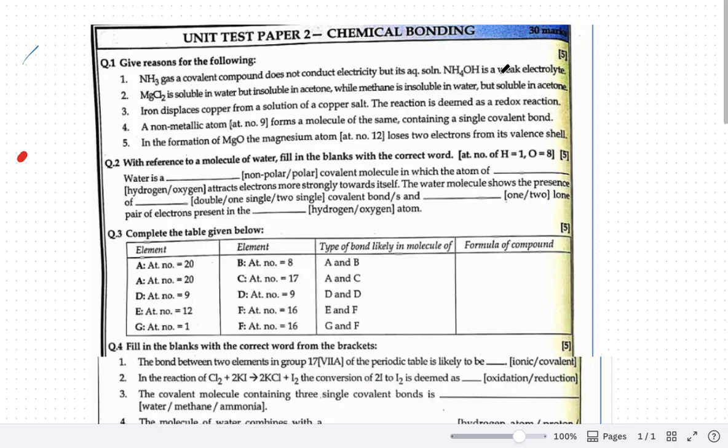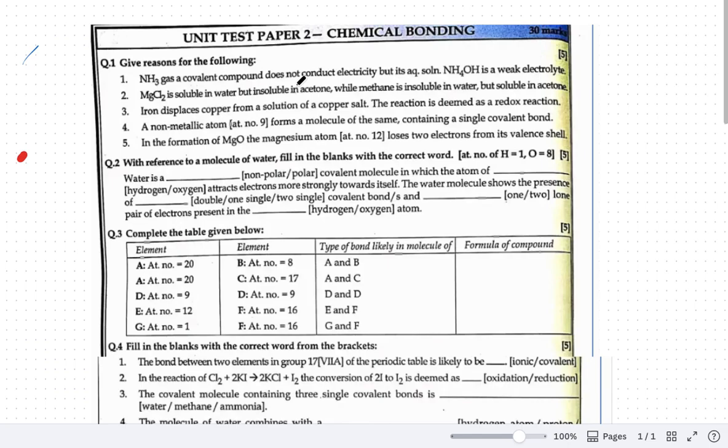Now ammonia is a covalent compound and that is the reason it will not have ions. It is one whole molecule. As you know, covalent compounds are one whole molecule. On the other hand, NH4OH can ionize. It will form NH4 plus and OH minus ions, and that will conduct electricity. So ammonia gas, being a covalent compound, does not conduct electricity, but NH4OH conducts electricity.